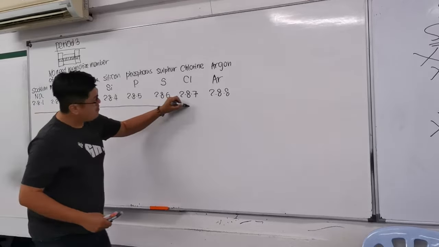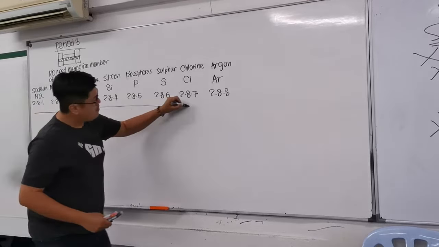Now why? Previously, recap, all the while what we learned, moving down the group, the size getting larger, right? Why? Simple, more and more shells. Am I right or not? 2 circles, 3 circles, 4 circles, 5 circles. So when you're going down the group, you have more and more circles, of course you become larger. That is easy, right? But not for this.